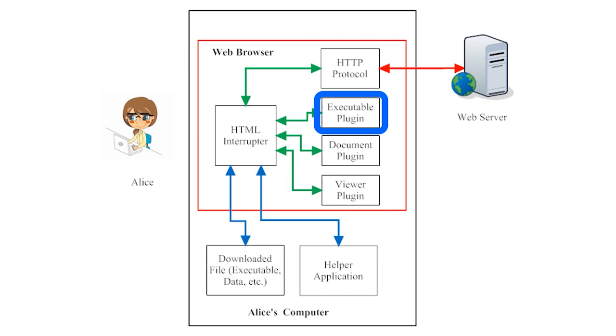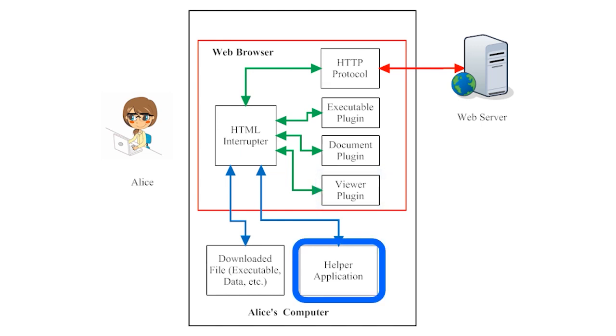Executable plugins run programs embedded into web pages, programs written in coding languages like JavaScript. Document plugins allow Alice to view documents, such as PDF files, straight from her web browser. Viewer plugins allow Alice to view or listen to other image, audio, video, or graphics files from her web browser.